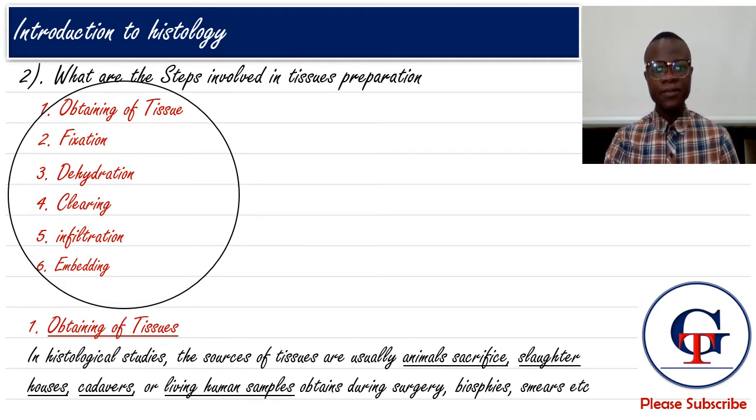These are the basic ways in which we obtain tissues for observation or for our examination in the laboratory. Next, we will look at the steps after obtaining our tissue. What do we do with it? Which is fixation. Let's move on.